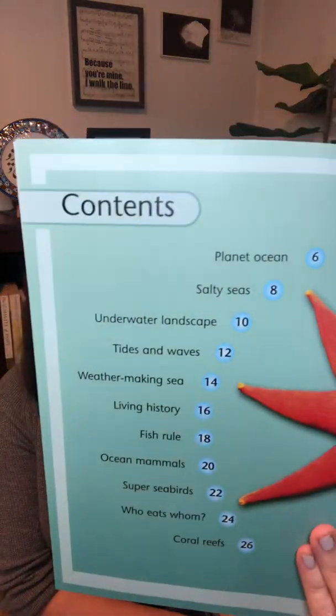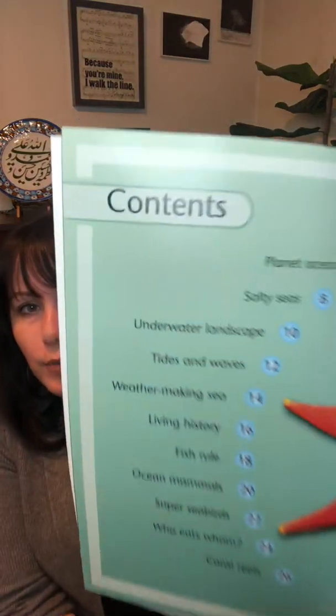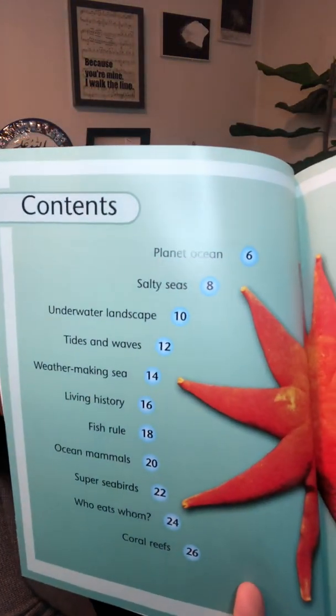So, here's another text feature that can really help you get ready to know what you're gonna read about. It's the table of contents. Remember from 2nd grade, a table of contents is kind of like a map of everything you're gonna read about. It's got all of the section titles that you're gonna read about, we call those headings, and also the page numbers. So you can see right away that we're gonna start with reading on page 6, Planet Ocean, then on page 8, Salty Seas, page 10, we're moving into the underwater landscape, and then on 12, Tides and Waves. And that's what we're gonna read together today, those 3 sections.